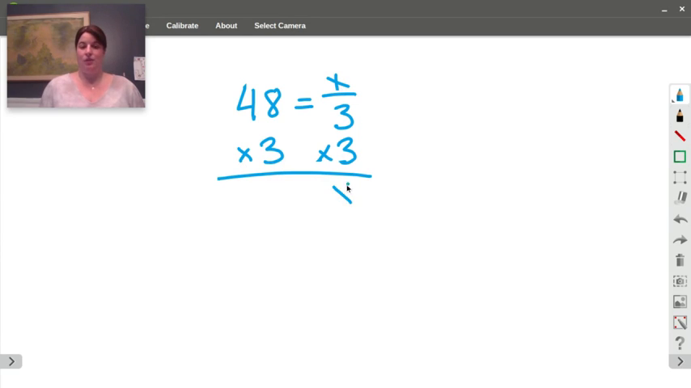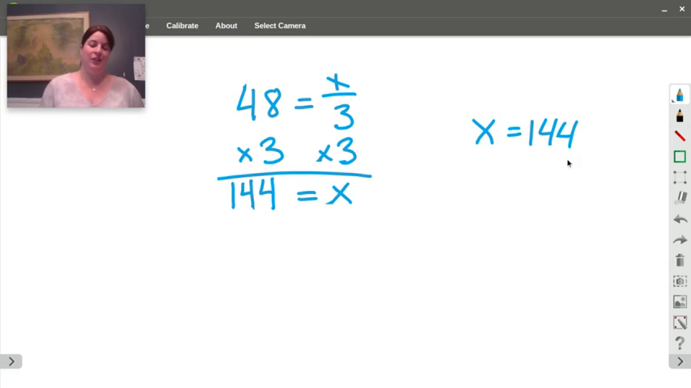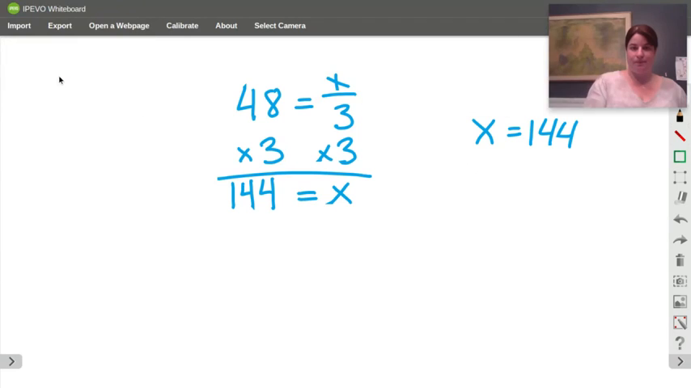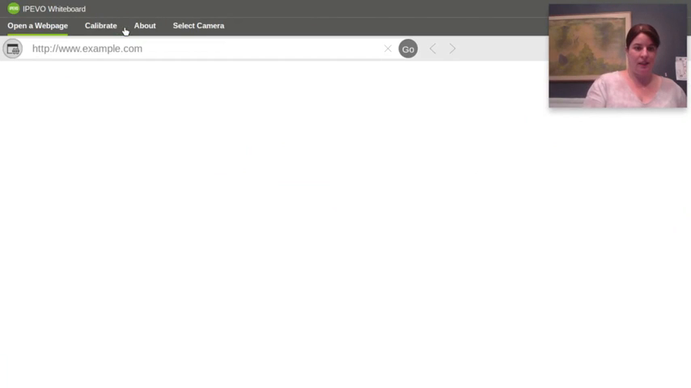X divided by 3 times 3 is just x. 48 times 3 is 144. So this one comes out like this, but it's the same thing. And if you feel better writing it, x equals 144, you can just flip them around. Since they're equivalent, it doesn't matter which side of the equal sign they're on. Okay, so let's do some practicing with this.